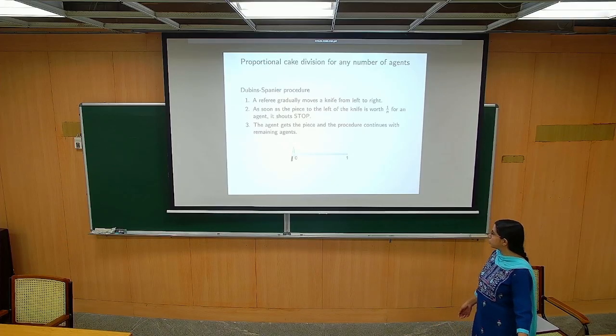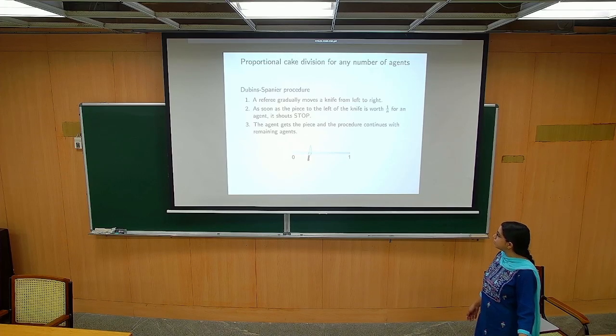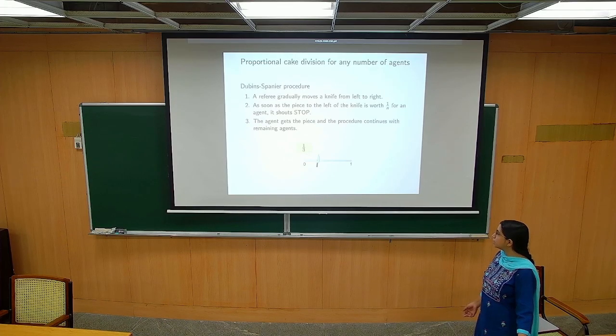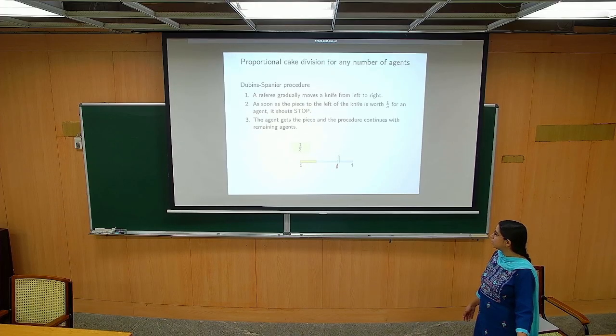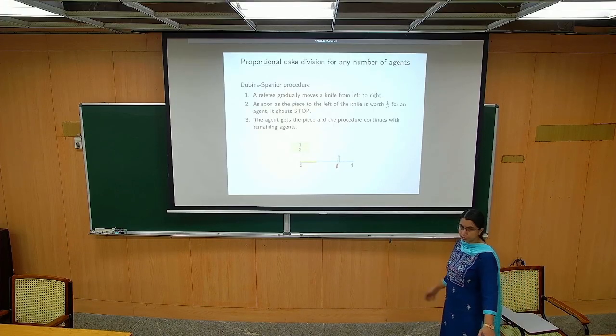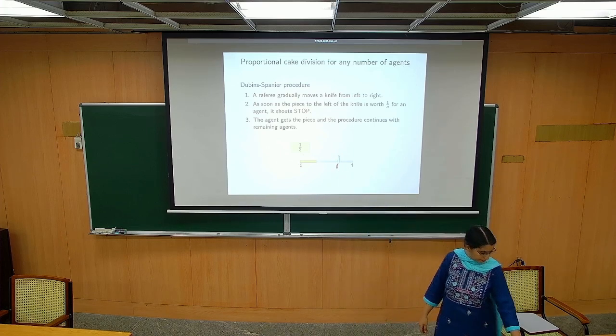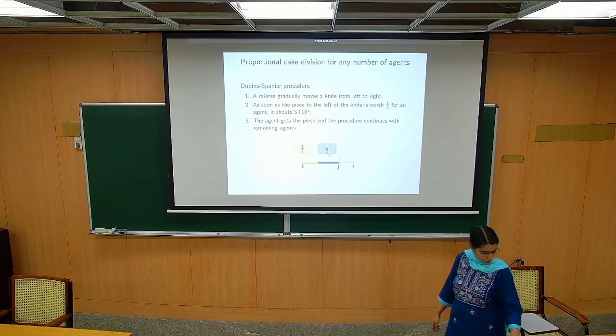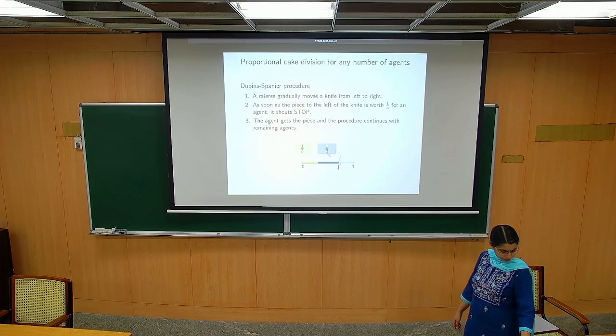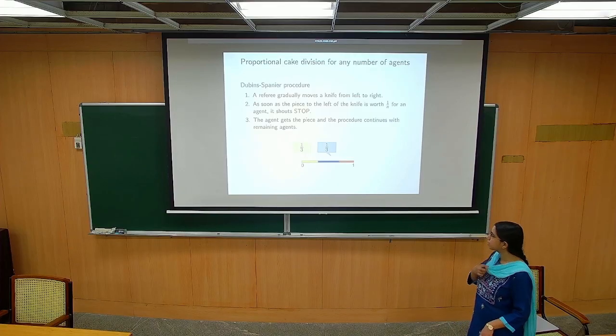The knife starts at 0, and if we are doing it for 3 agents, whenever it reaches 1/3, one agent will say stop. This portion from 0 to this point is 1/3 for that particular agent. The agent gets it, it is of course a proportional share, and the knife then again moves, and there are 2 remaining agents. One of them will say stop, and again it crosses 1/3 for the remaining portion, like from here to here should be 1/3 of the portion. So this 1/3 goes to the second agent, and the entire remaining part goes to the third agent.